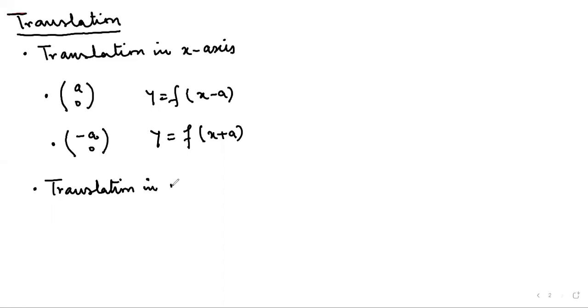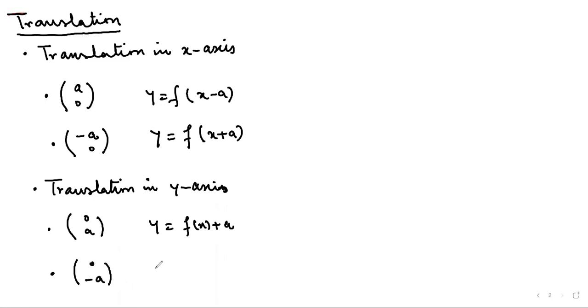Translation in y-axis. 0a, we will simply add a in the y coordinate. The y coordinate is f of x plus a. The change in y is as it is, and the change in x is opposite. 0 minus a, y is equal to f of x minus a.